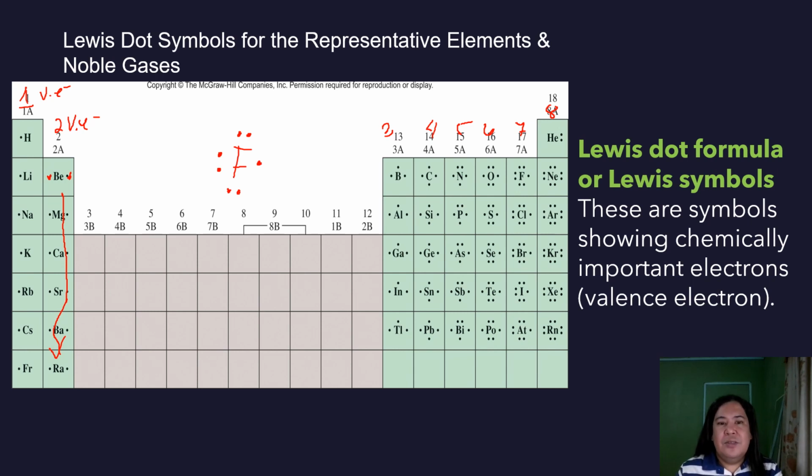Okay? So, this is the right one. Huwag niyong gagawin na ang fluorine, gagawin yung ganitong, ganyan, tapos yung 7. So, i-distribute nyo evenly. Okay? So, this is the wrong one of putting the Lewis dot symbol. Lagi nyo i-partner muna. Okay, next.